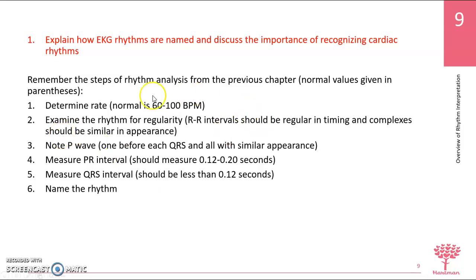So you determine the rate, and that's using those different methods, the 300 method or 1500 method. Remember, the 6-second method is really only for arrhythmias. You examine the rhythm, go from R to R, and make sure that rhythm is even. Note the P wave and look at what it looks like, and we'll see how that determines what kind of rhythm it is. PR interval, remember, should be between 0.12 and 0.2 seconds, and the QRS interval should be less than 0.12 seconds, and then you name the rhythm.